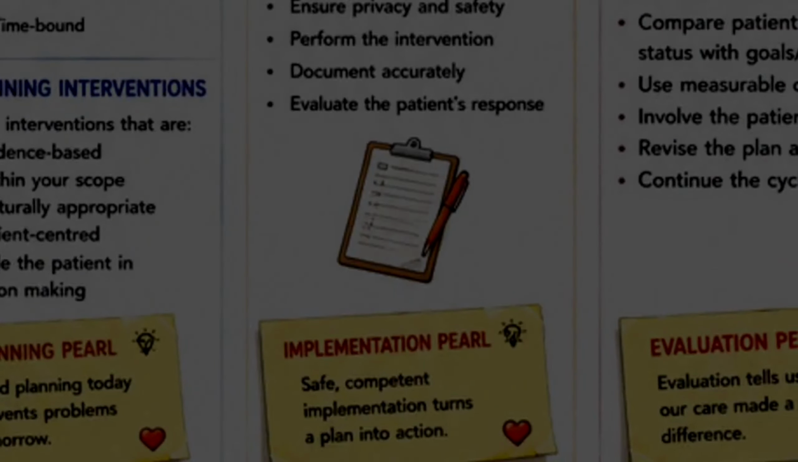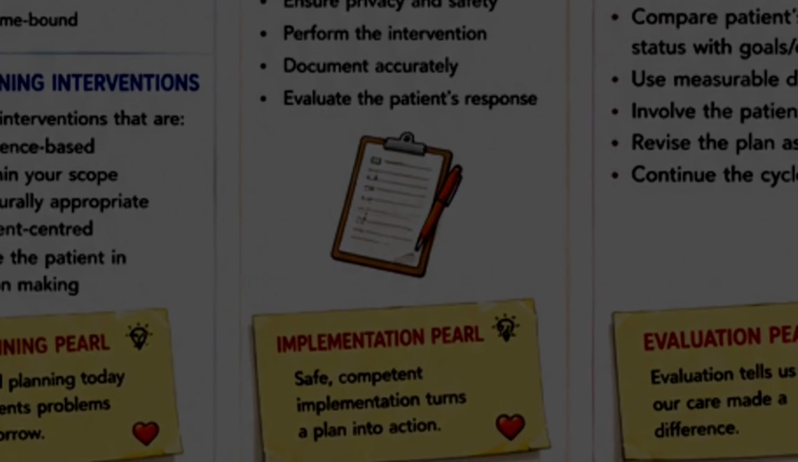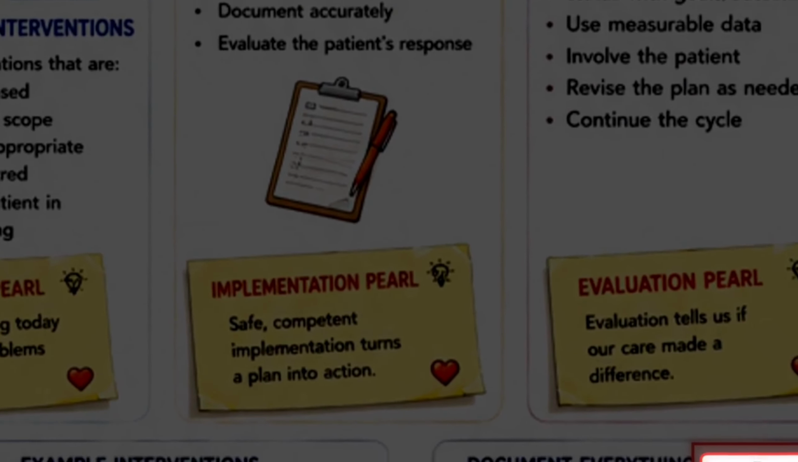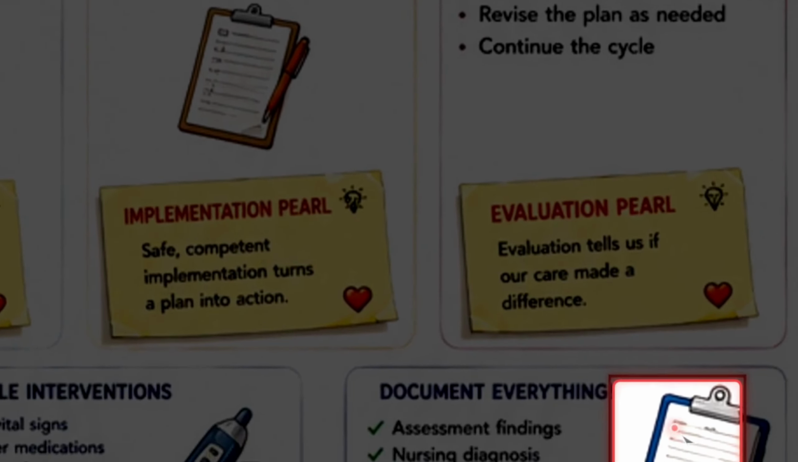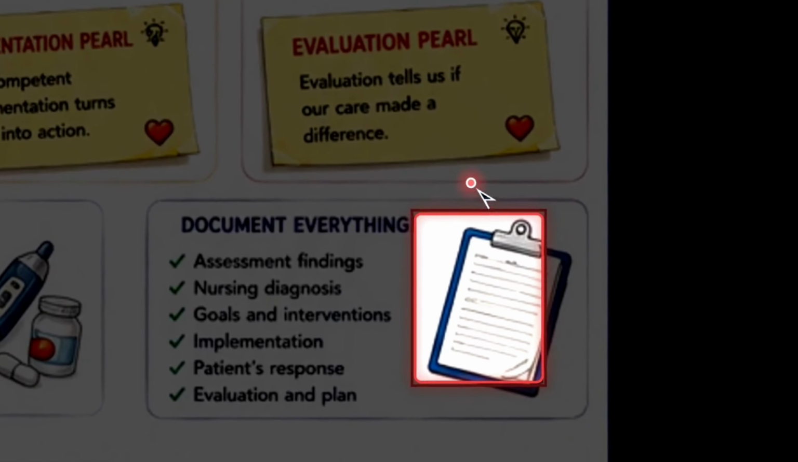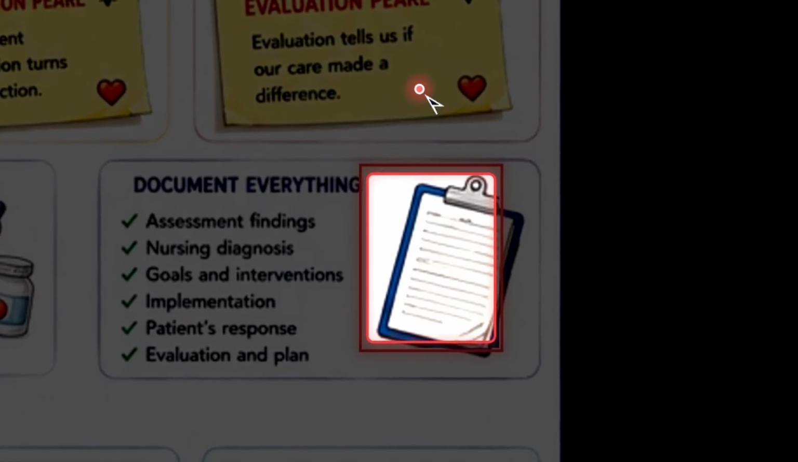Step 5 brings us to the final phase of the initial cycle. Evaluation. Evaluation is not simply the end of the nursing process, it is a continuous clinical review where the nurse determines whether patient goals were successfully achieved and if clinical outcomes were met.